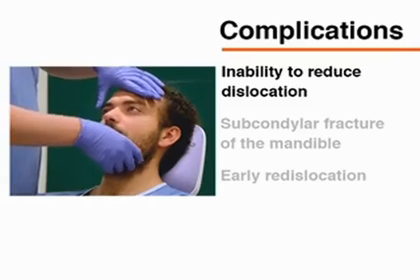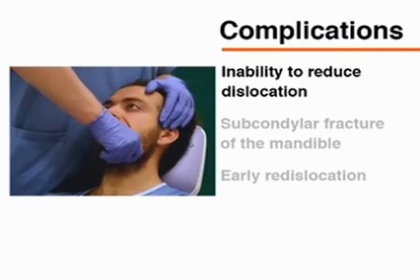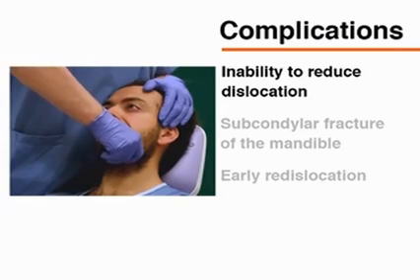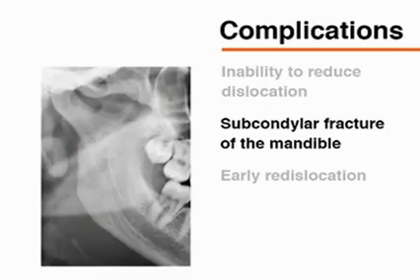Complications are uncommon in this procedure. The most frequent problem is the inability to reduce the dislocation. If the first attempt at reduction is unsuccessful, consider administering a mild sedative such as diazepam to relax the masticatory muscles. Another potential complication is a subcondylar fracture, which may occur if too much force is applied in a posterior direction during repositioning. The primary force should always be downwards.